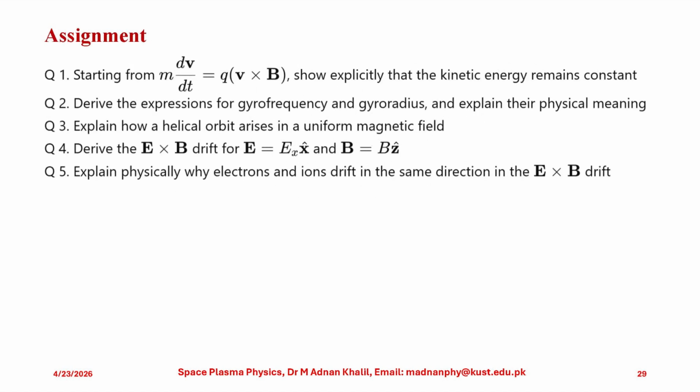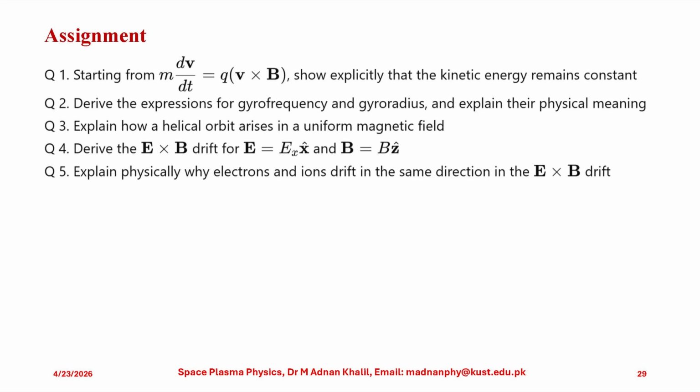The assignment reinforces both mathematics and physical understanding. The first question checks whether the idea that magnetic force does no work is properly understood. The second focuses on gyrofrequency and gyroradius, and how these depend on field strength, charge, mass, and speed. The third asks for the physical origin of the helical orbit. The fourth requires the derivation of the E cross B drift in the chosen X and Z geometry. The fifth asks for the physical explanation of why electrons and ions drift in the same direction. Together, these questions help connect derivation, geometry, and physical interpretation.